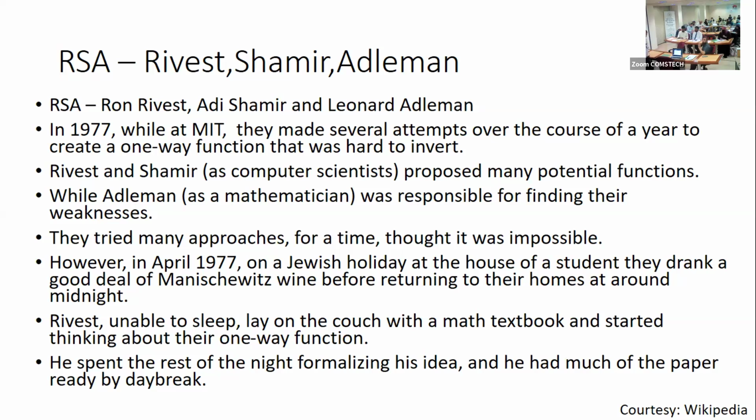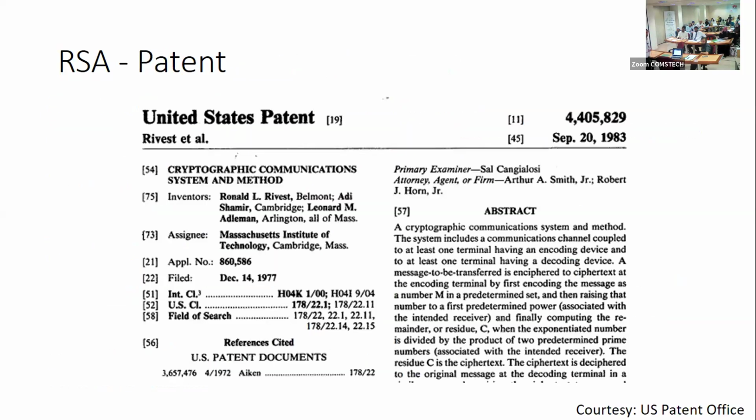Then during a Jewish holiday in April 1977, Rivest was very frustrated that they were not able to figure out a mathematical algorithm. So the legend has it that he stayed up all night, kept drinking, and kept reading very fat mathematics books. By the time he woke up in the morning, he had already invented it. This is what Adi Shamir later told. I don't know if it's true or false. But anyway, by daytime, he was able to invent it. And they patented it in 1983.